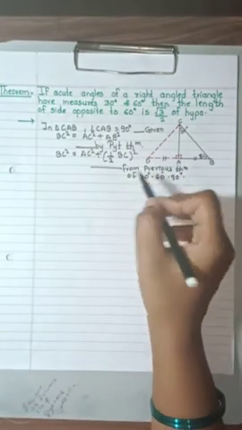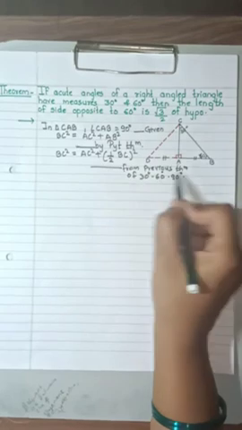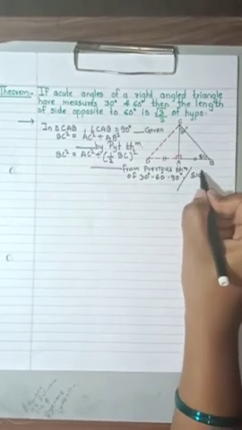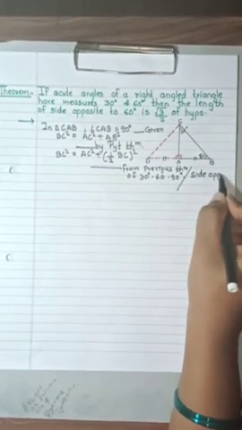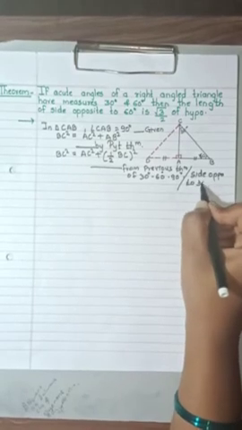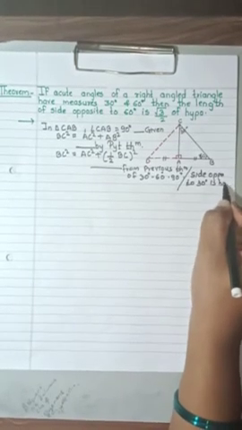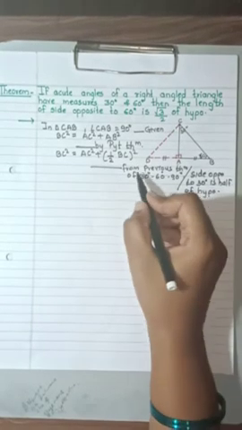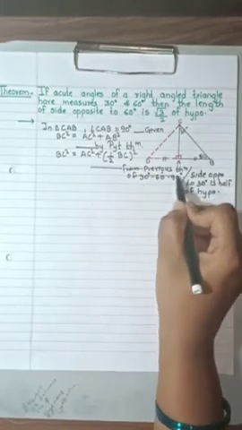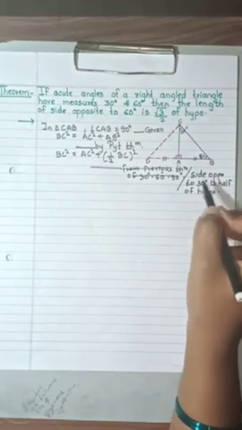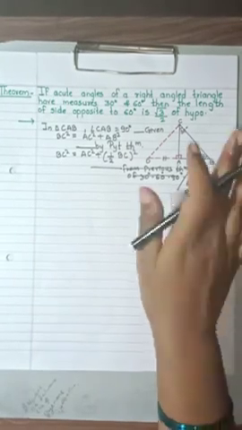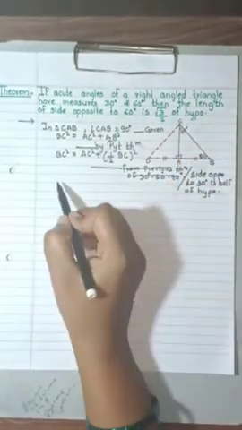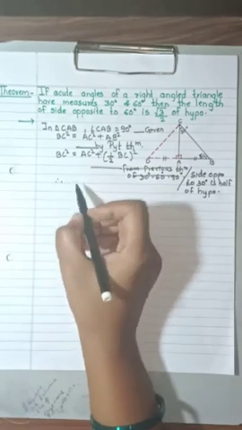Okay, or here you can also write down that side opposite to 30 degree is half of hypotenuse. Instead of writing this, I will suggest to write down this. Side opposite to 30 degree is half of hypotenuse. Therefore you get here BC square.